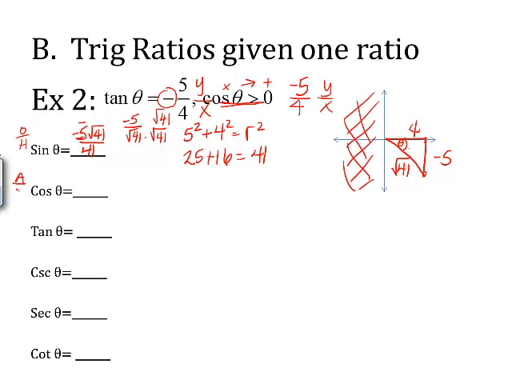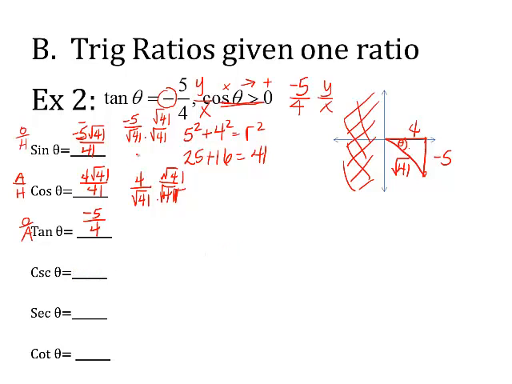Cosine is my adjacent side over the hypotenuse. My adjacent side to theta is 4 over the square root of 41. Look, I'm rationalizing again. That's a 1, by the way. When I do that, I get 4 square root of 41 over 41. That's okay. Tangent is opposite over adjacent. Opposite theta is -5, the adjacent is 4. No rationalizing needed.